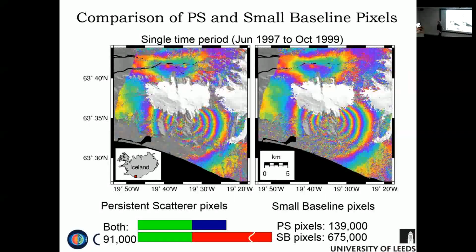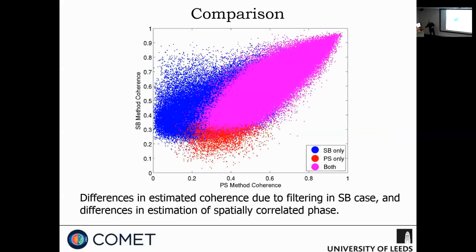But it seems there are some where you do better, where you increase the signal to noise. Well, this is showing the pixels selected by one method or the other, showing you the coherence from using the small baseline approach versus the PS coherence. So for those that were picked by both, shown in purple, you get similar coherences. You can see blue ones, which are small baseline ones, and those from the PS approach.